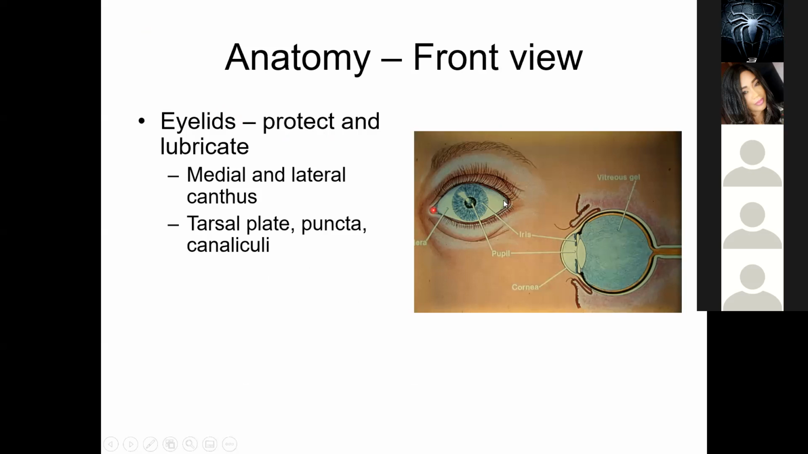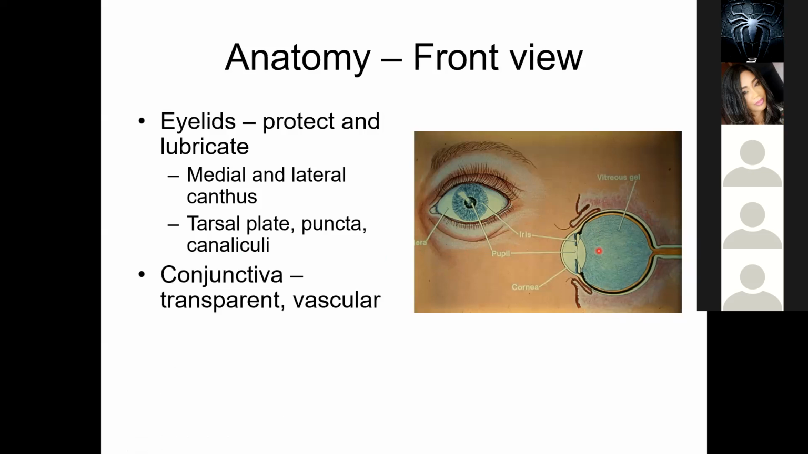This is the medial canthus, this is the lateral canthus. And the caruncle here contains the puncta, and that is where the tears are drained from. And this is a lateral or coronal section of the eyeball, so you can see the internal structures.